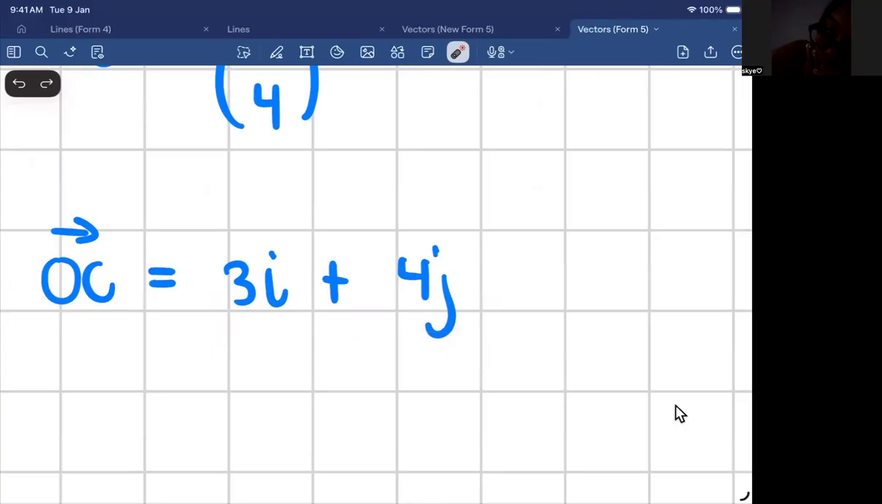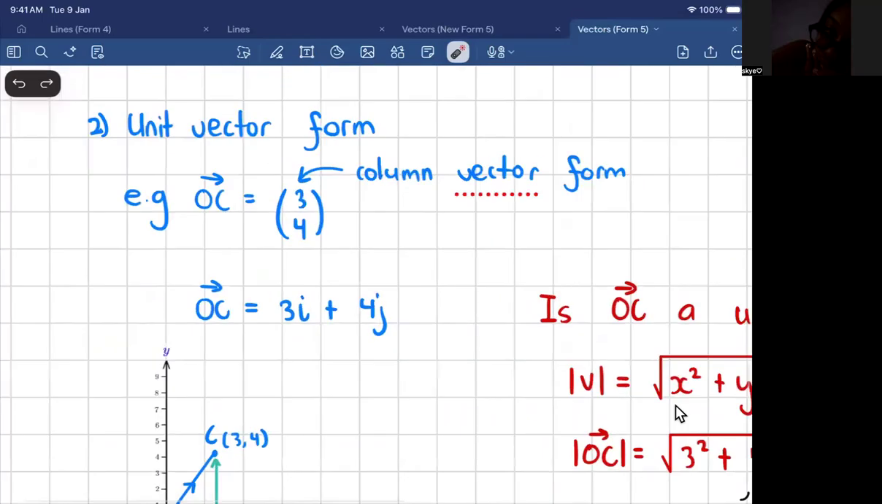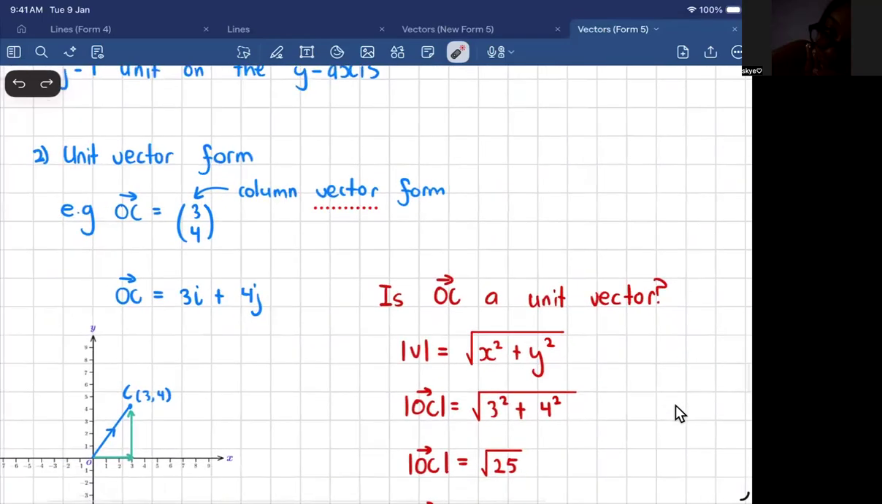So, 3i. Right? So the x value here will be 3. And what would the y value be? So, 4. Yeah, 4. Remember, i is 1 movement on the x-axis. So what does this mean? This means three units on the x-axis. This means 4 units on the y-axis. Understand? Yes, sir.